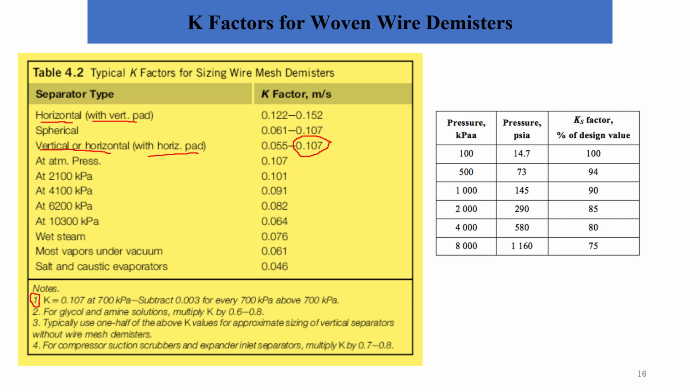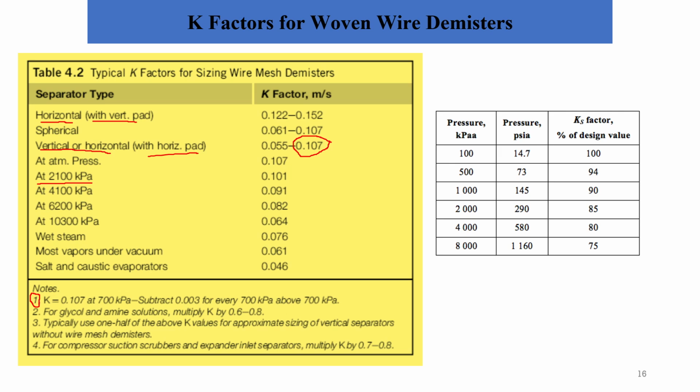Now let's assume that I'm operating at 2100 kilopascal, which means that we are 1400 above the 700 kilopascal baseline. This means that the actual value for the K in the demister has to be 0.107 minus 2 multiplied by 0.003, because the 1400 which is above is actually 2 times 700. So I subtract this value from the 0.107 to get the exact value of the demister.